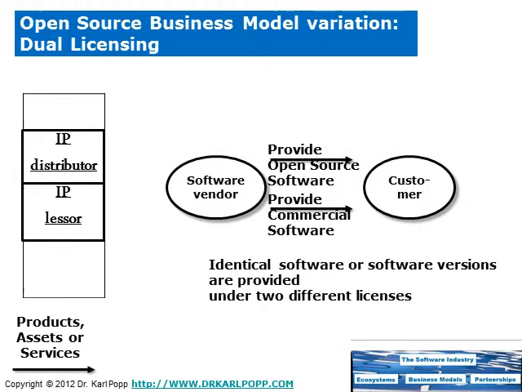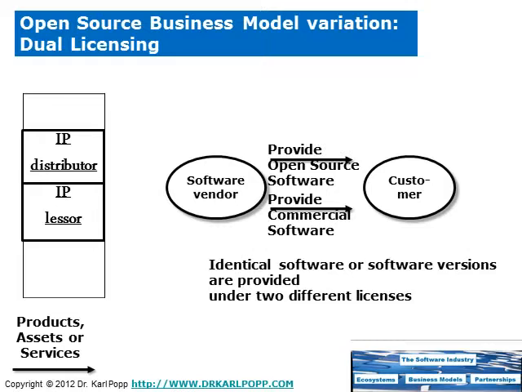What is dual licensing? Basically, you have two different licenses for the same product, or two licenses for two different versions of a product. So for example, a free version and a commercial version where you have to pay are two different versions of the product, and they come with two different licenses, an open source license and a commercial license.